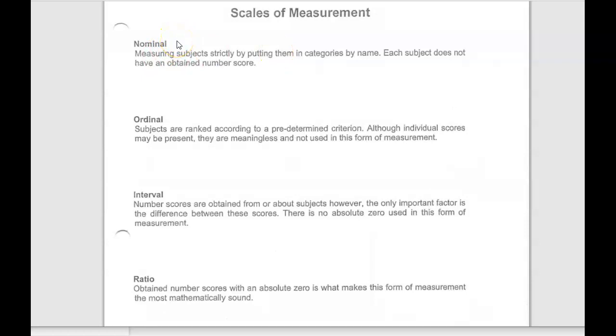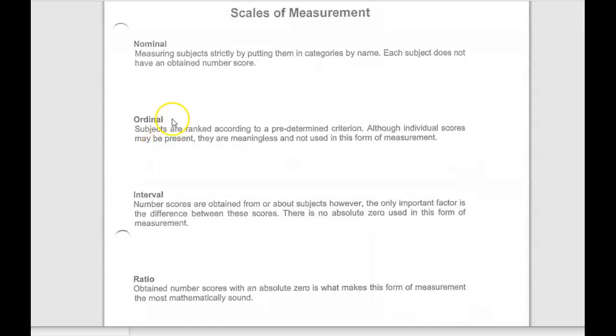Nominal starts with the letter N, and so does this word, name. That's all nominal is: naming your subjects. Are you saying that you are either male or female? In a high school, that you are either freshman, sophomore, junior, or senior? That you're a resident of Chandler or Gilbert or Queen Creek or Tempe? All of those things identify you only by name. Same thing with race and ethnicity, sexual orientation. A lot of things in life are like that.